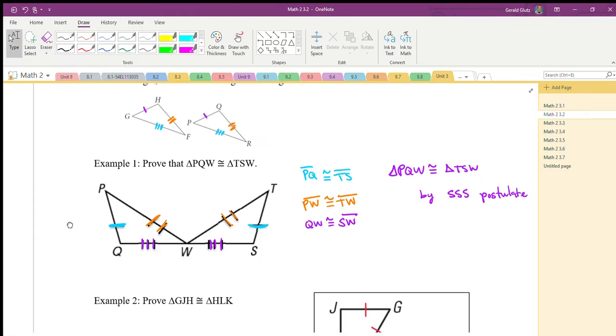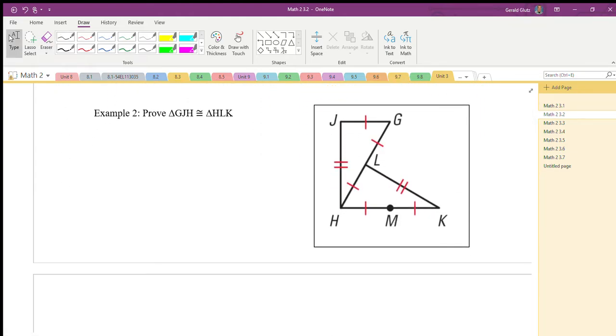So moving on to example 2, this time I got to prove that these 2 triangles are congruent to each other. So this is a little bit more complicated. So I recommend that you pause the video right here and see if you can do it on your own. So we know that, let's use a different color, JG is congruent to LH.